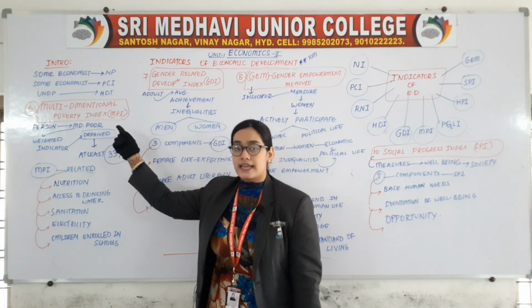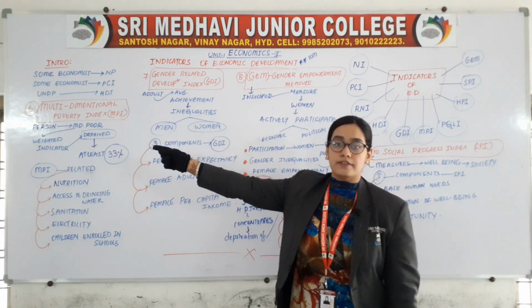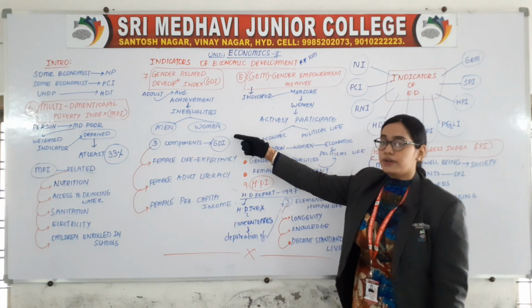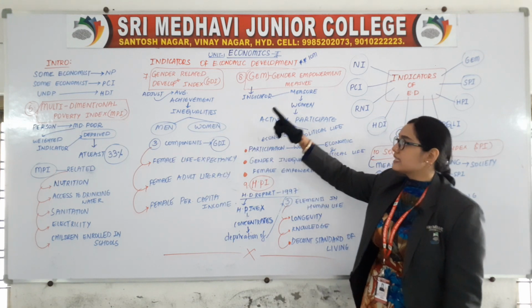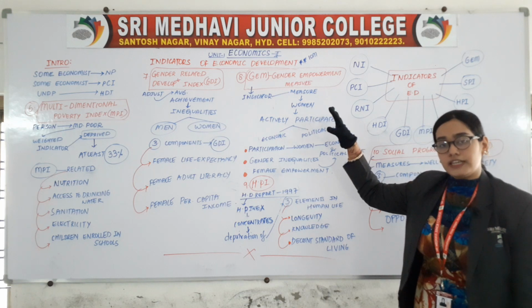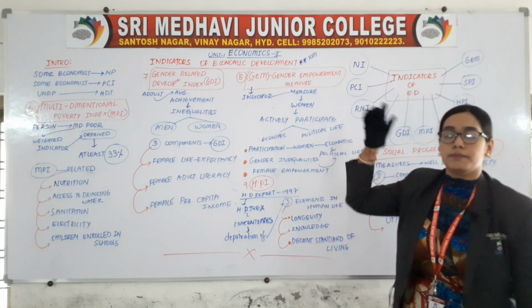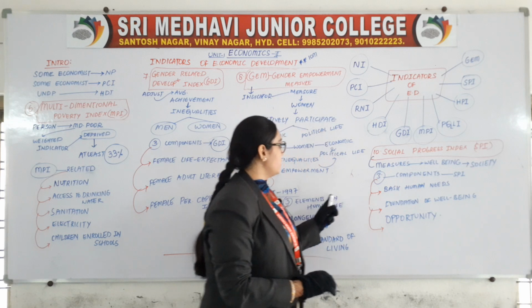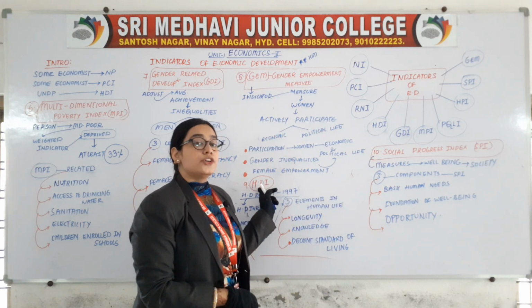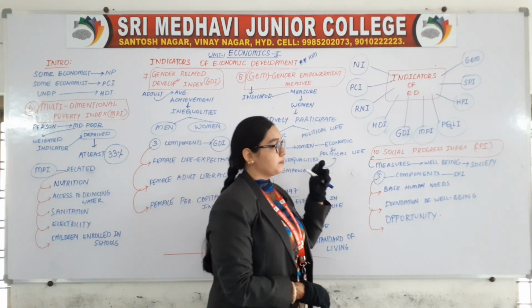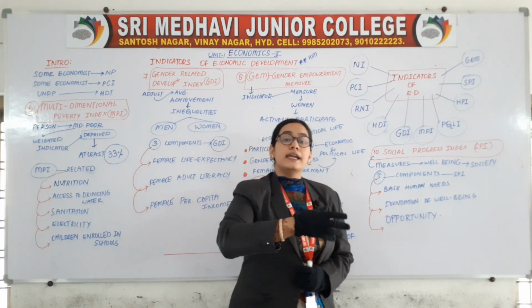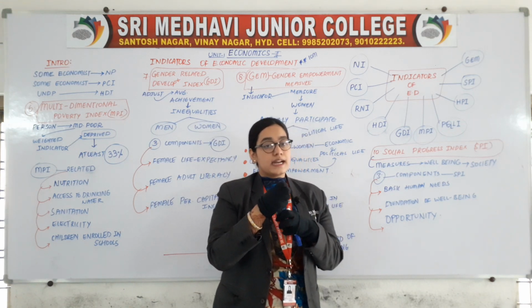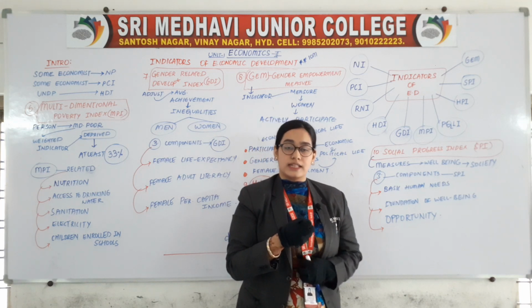Sixth point was MPI, Multidimensional Poverty Index. Seventh point was GDI, Gender Related Development Index. Eighth point was GEM, Gender Empowerment Measure, ninth point was HPI, Human Poverty Index, and 10th point was SPI, that is Social Progress Index. More than understanding, you have to memorize this answer.